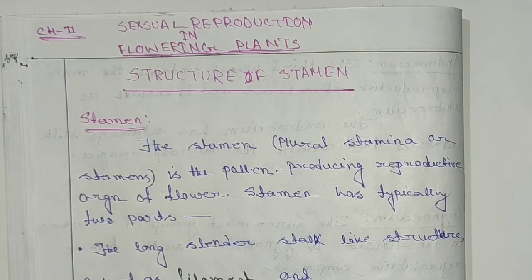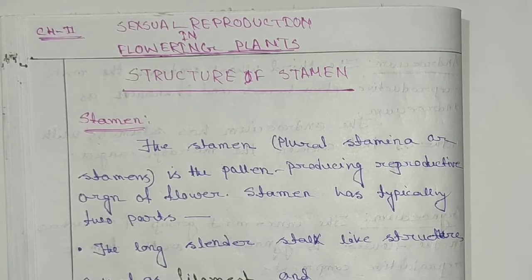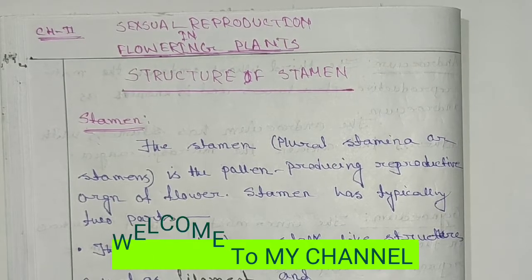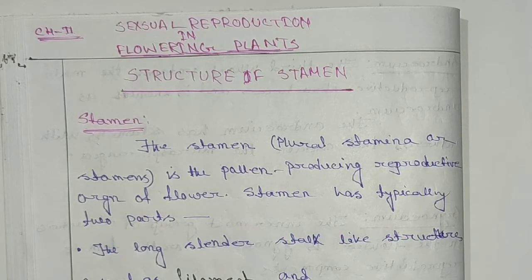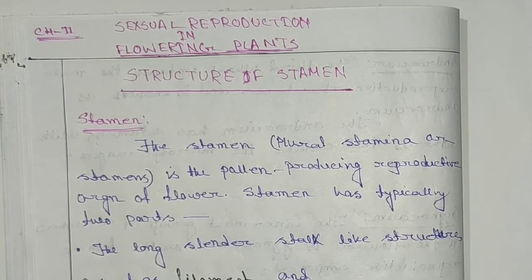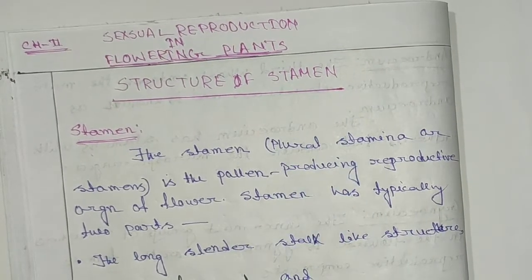Today we will discuss another part of the second chapter, sexual reproduction in flowering plants. Today we will discuss the structure of stamen and microsporangia. Now, the structure of stamen.